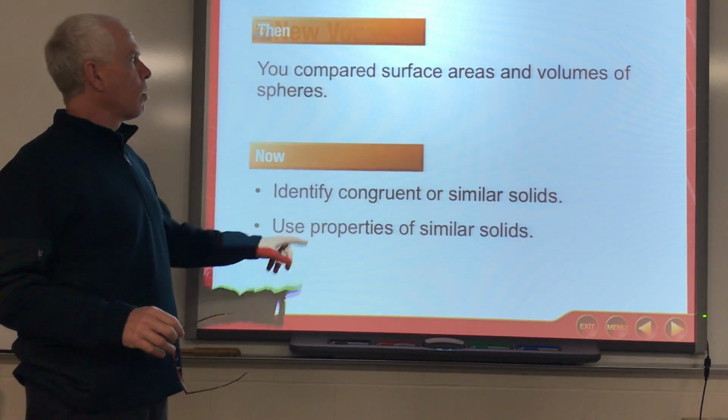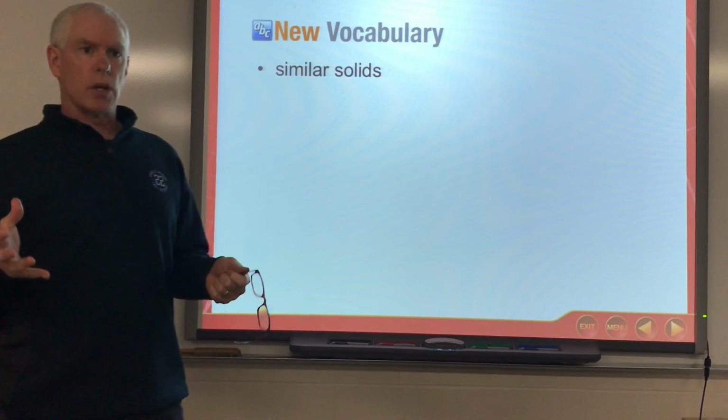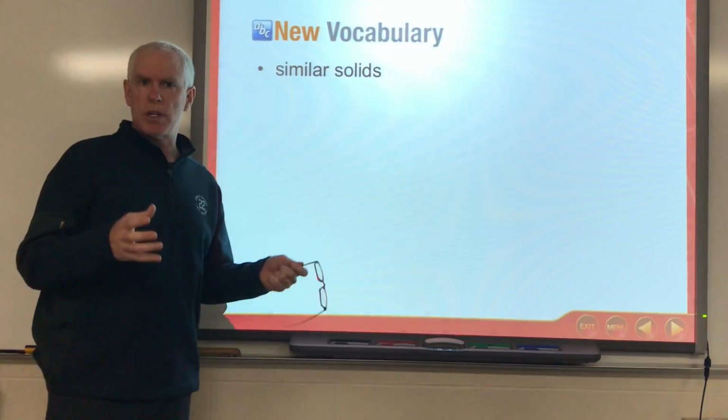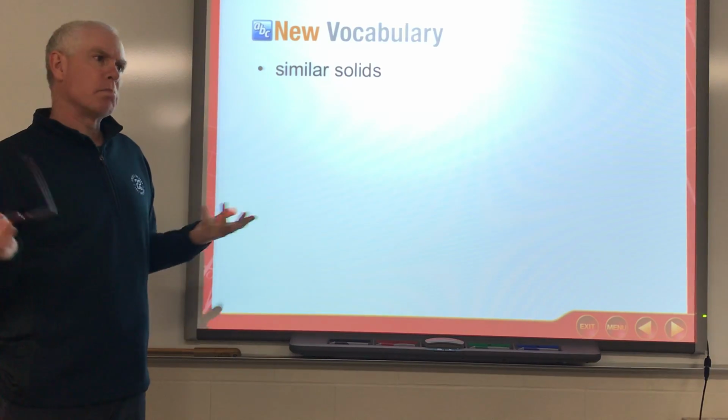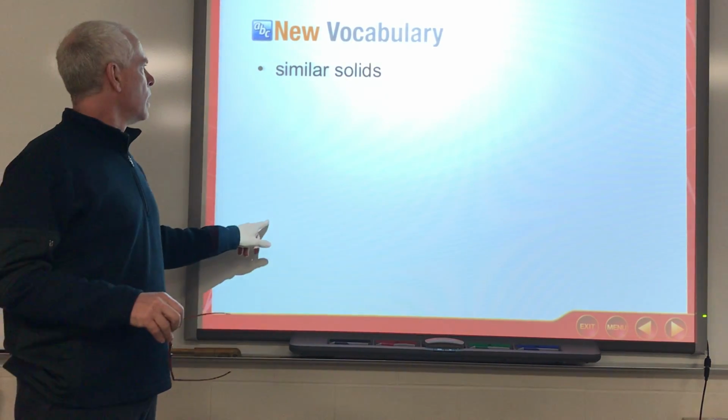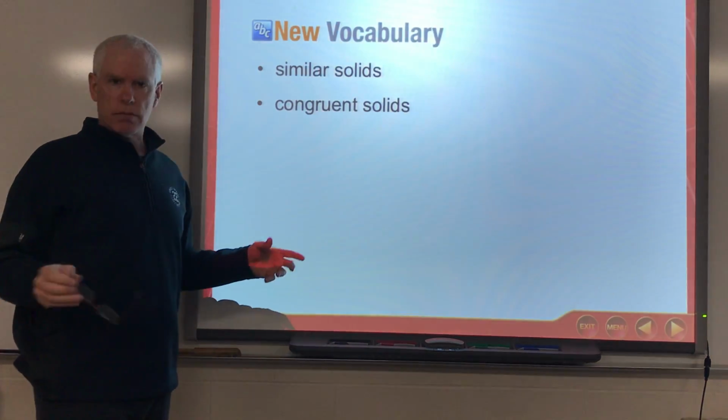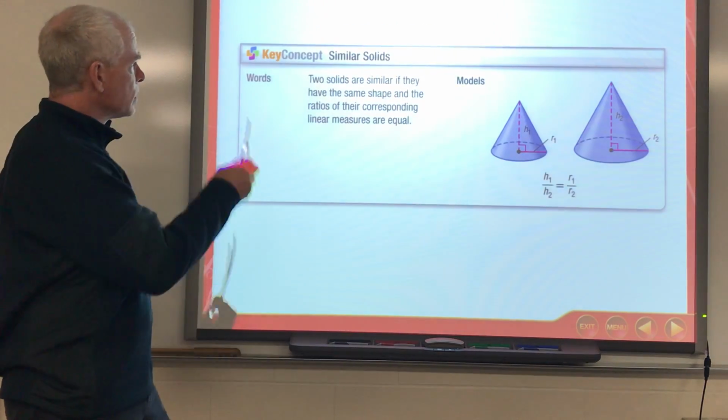So we've looked at this before. Now we're going to look at similar solids, meaning prisms and pyramids and spheres and things like that, and talk about what it means to be similar or congruent solids. Okay. So first one is similar solids.